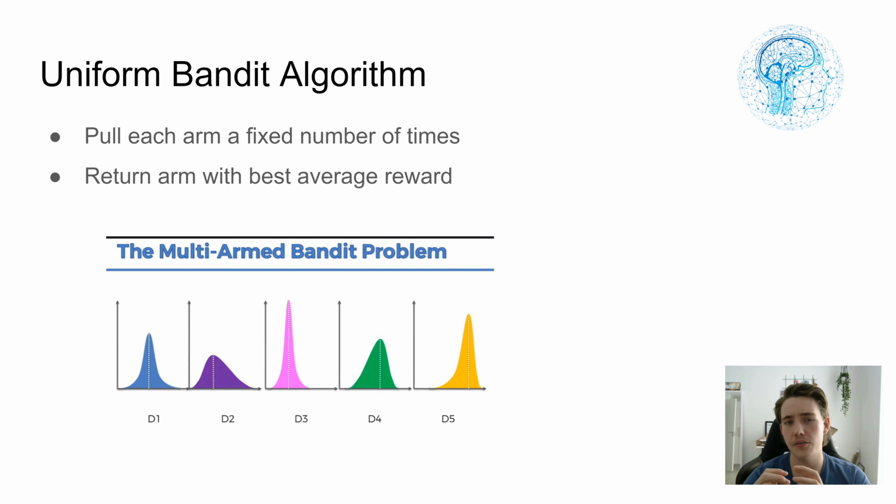So we pull every arm in a slot machine. If we say we have a 5-armed bandit problem, then we pull all five slot machines a fixed number of times, and then we try to estimate the distribution for all the arms. Then we just return the arm with the best reward, and we just pull that arm every time because it maximizes the reward, or the payout, that we get.